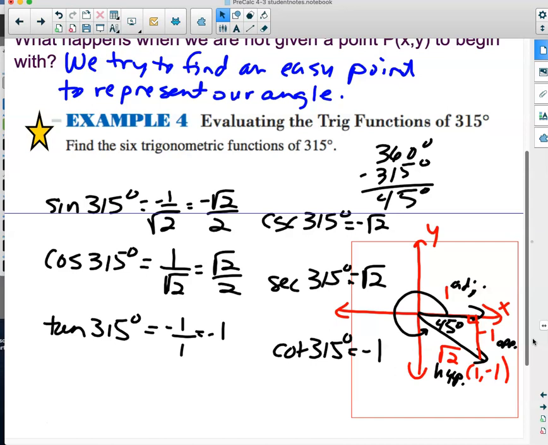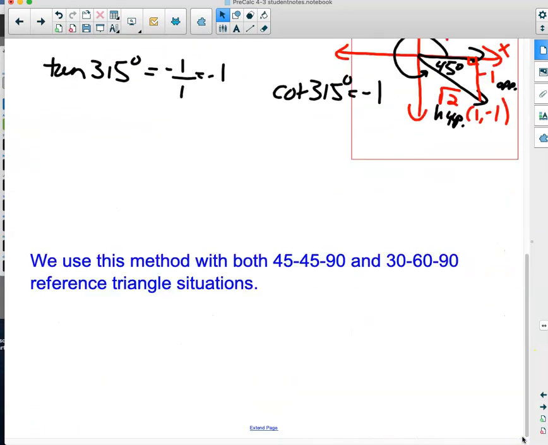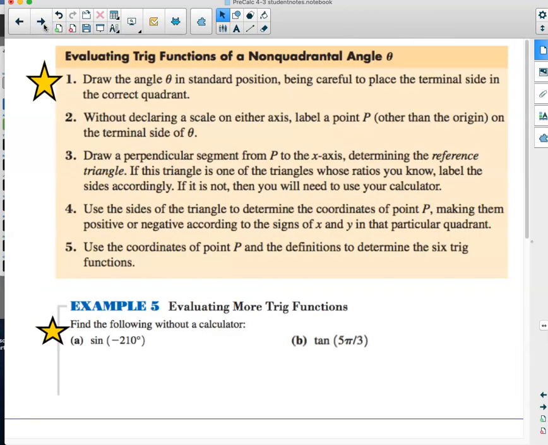So don't just throw up the calculator right away and say, hey, I'm going to use that for 315. Draw it. You're going to see if there's anything special about it. And if there isn't, well, then, of course, we have a calculator as backup. But we always want to check. So we use this method with both the 45, 45, 90 and the 30, 60, 90 reference triangle situations. Anything special? We need to notice it.